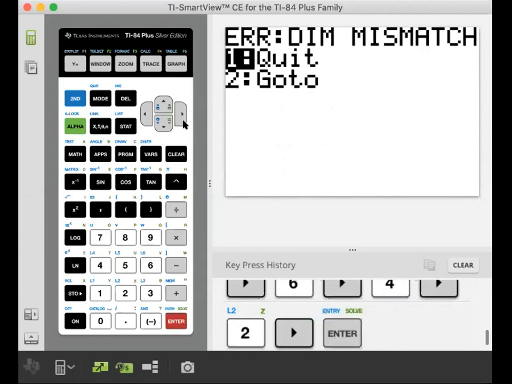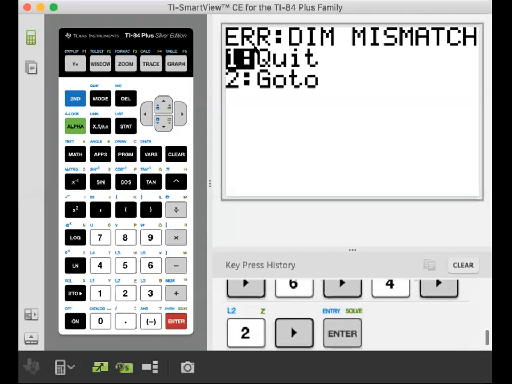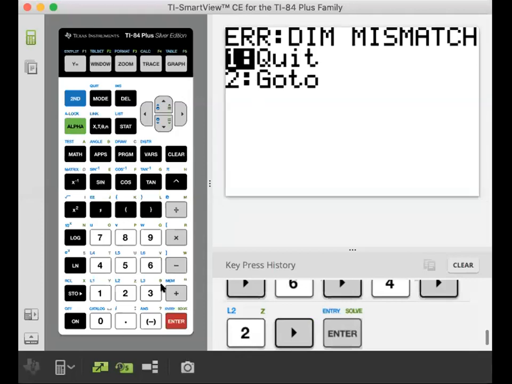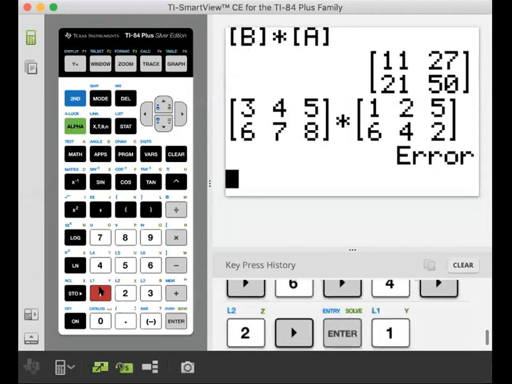Error, dim mismatch. So that's strange, because with adding, you can only add two things if they have the same dimensions. We've seen I multiplied two matrices that were both 2x2 and that worked, but this one gave dim mismatch.